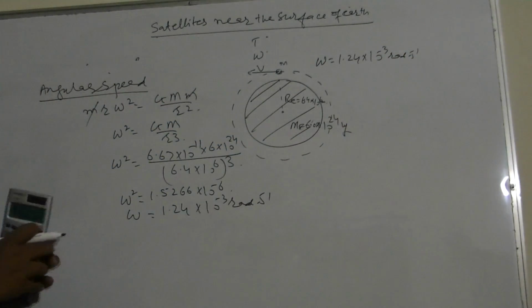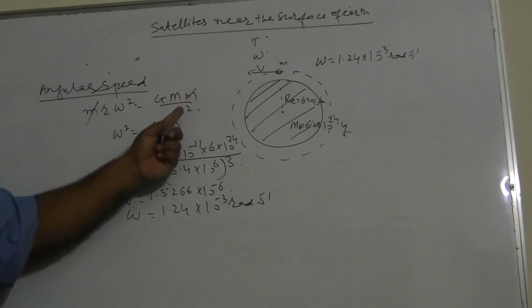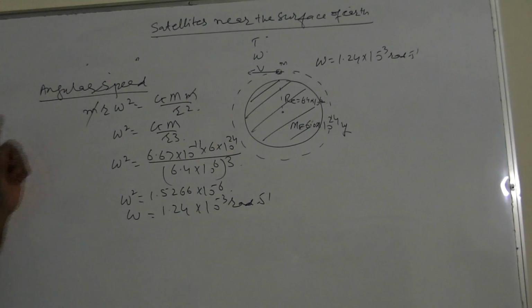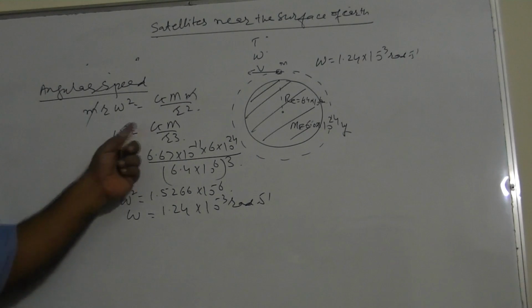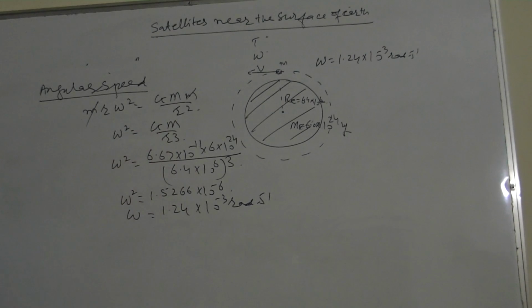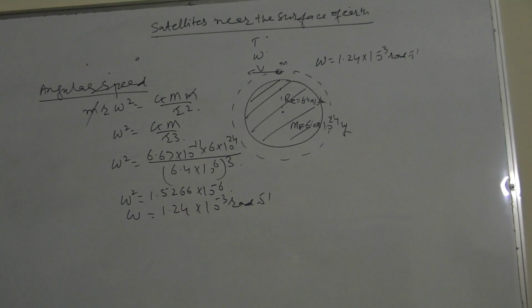And how is it to be found? Very easily. m r omega square is equal to GM upon r square. m is cancelled on both sides. So angular speed does not depend upon the mass of the satellite. So omega square is equal to GM upon r cube. Put the values; this orbital radius is almost equal to the radius of the Earth. So omega is 1.24 into 10 power minus 3 radians per second.